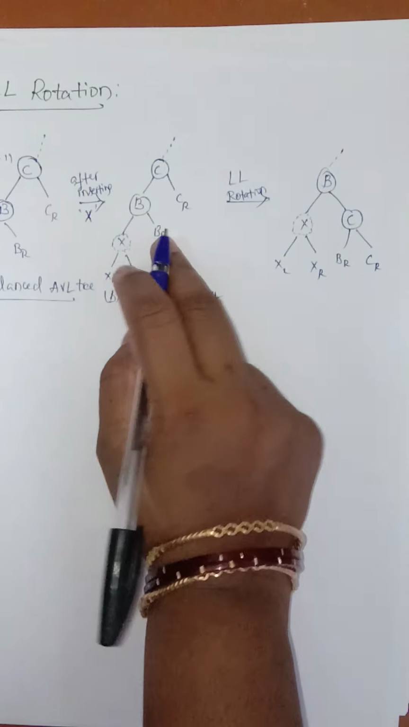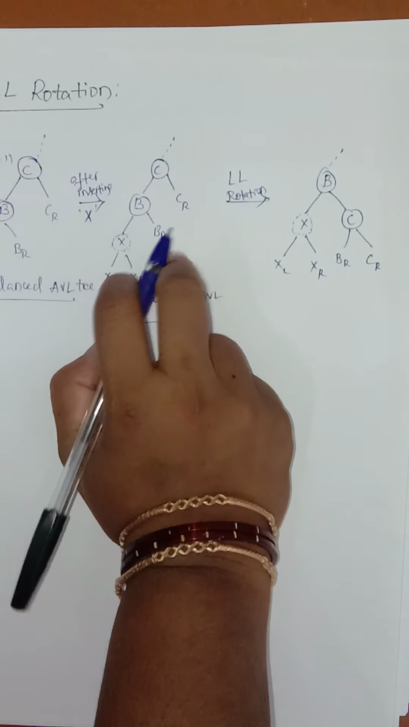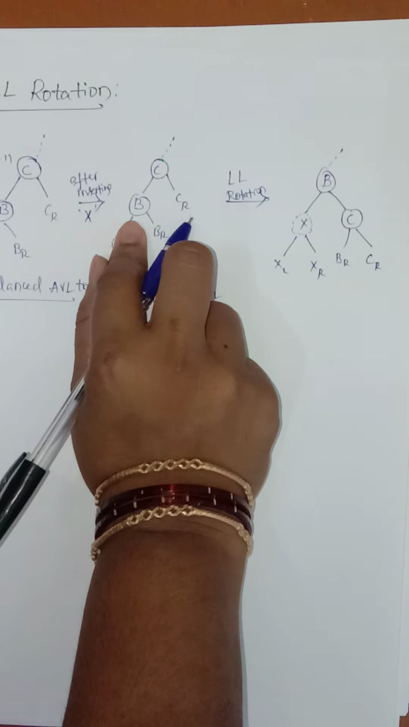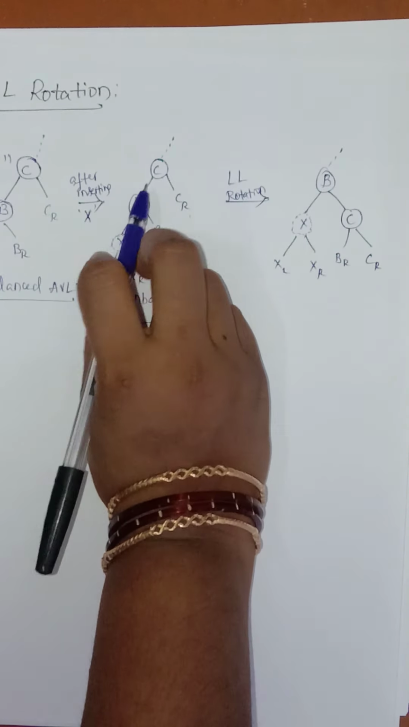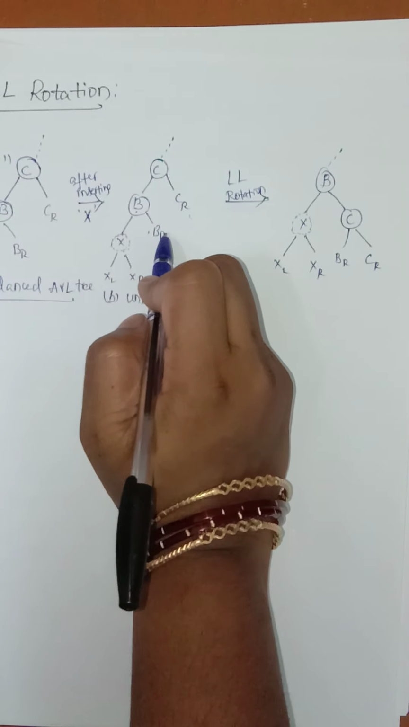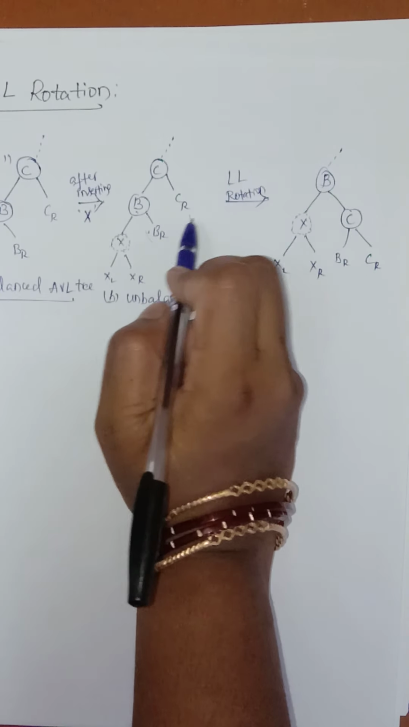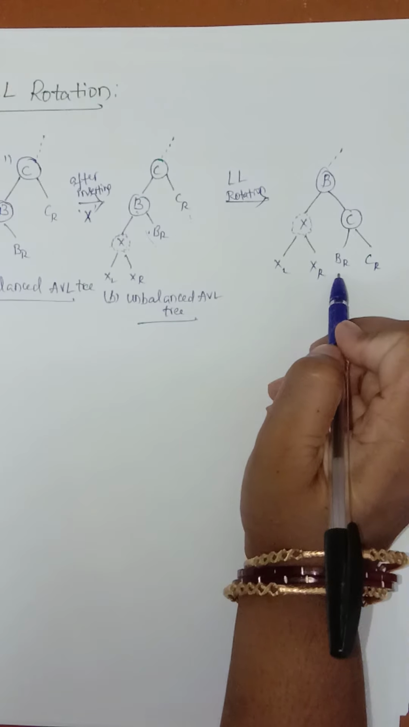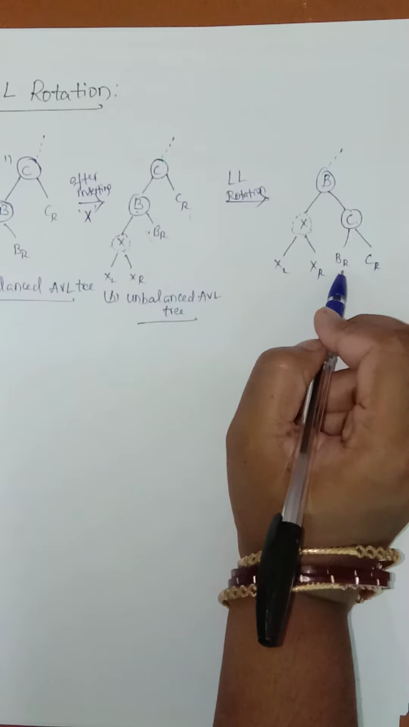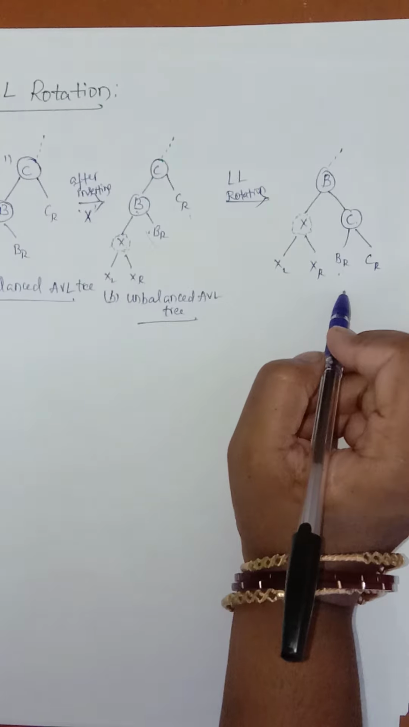Why am I placing BR in the place of C's left? Because the B element is less than the C element in the binary search tree. If we place it at the right side of B, then it will be the left part of C, because BR is greater than B but less than C. That's why we are making BR at the left side.